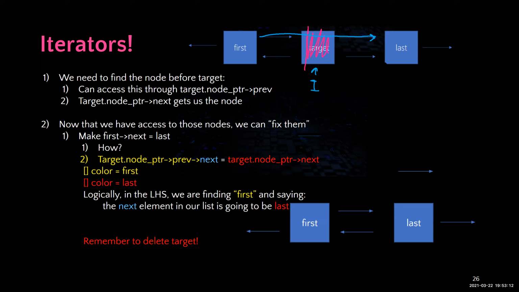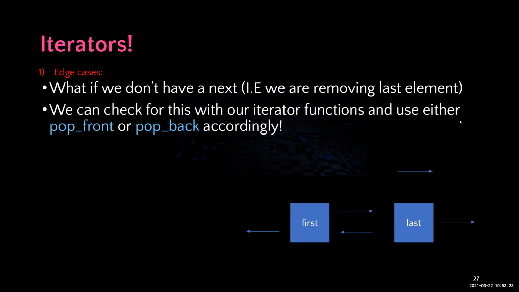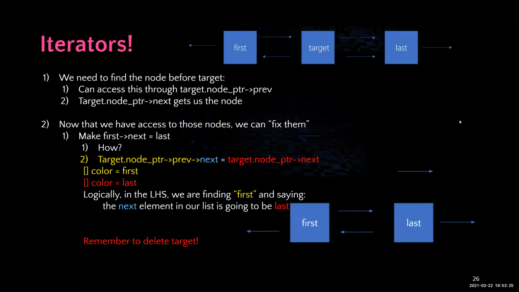The implementation is a bit confusing because, okay, how do we actually link this up properly? So let's go through it step by step. I think I have a visualization over here. Do I? Okay, I don't. So what we want to do is, before we delete target, let's go ahead and fix our pointers. So question for you guys. When we delete target in this case, what should first next point to? It's not going to point to target, but what should it point to?